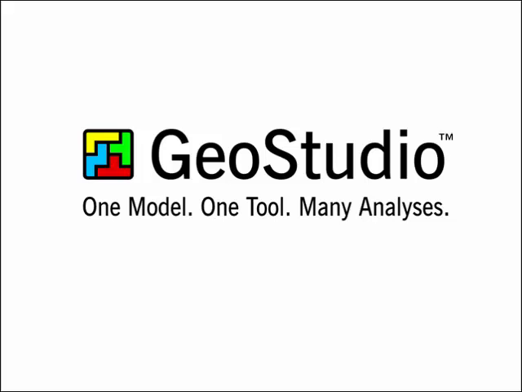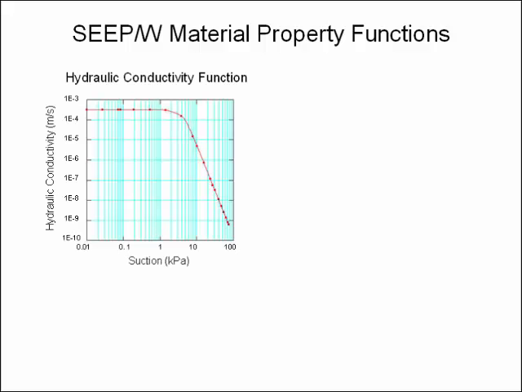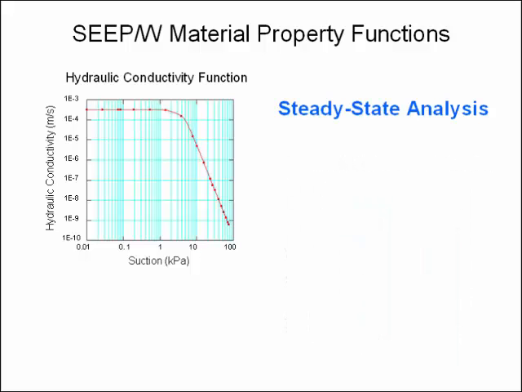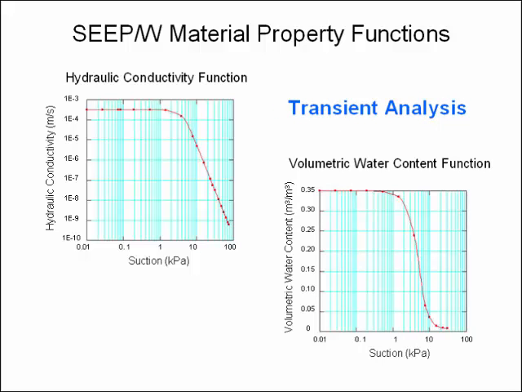In SEEP/W, there are only two material properties that need to be defined, a hydraulic conductivity function and a volumetric water content function. If you're going to model a steady-state problem, you only need to define a hydraulic conductivity function. If you are going to model a transient simulation where the pore water pressures in the ground will change with time, then you also need to define a volumetric water content function.